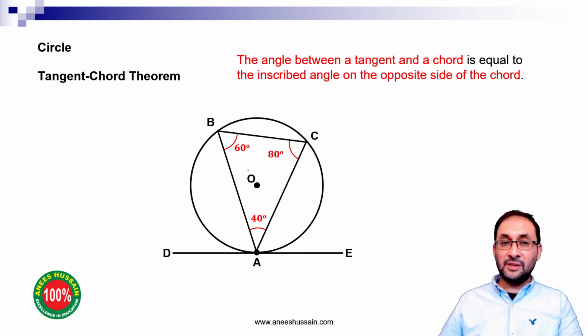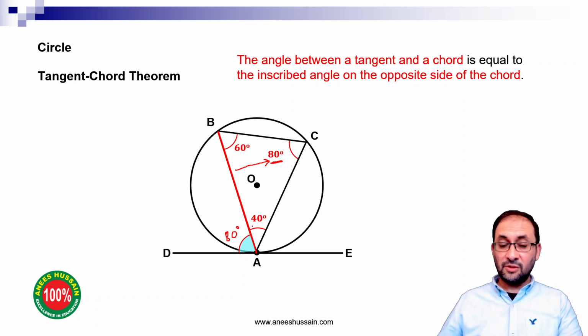Now remember, we're supposed to figure out the angle between the tangent and the chord. So let's focus on chord AB. So the angle between chord AB and tangent DE is going to be the angle DAB. This angle is supposed to be equal to the angle extended by the chord AB onto the other side, which means it's supposed to be equal to this particular angle, angle 80. So we can say that angle BAD is going to be 80 degrees.